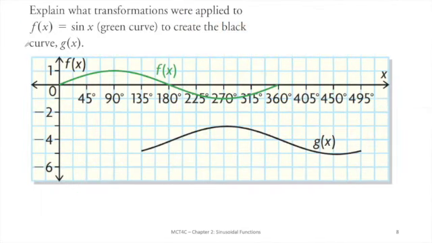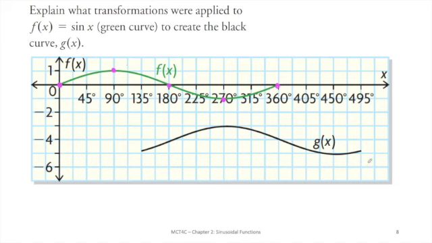So another example of what you could be asked to do is it's already graphed, and I just want you to explain, sorry, the light turned off in my room. Explain what transformations were applied to f(x) = sin x, which is our green curve, right? We know it's our original curve, 0, 90, 180, 270, 360. Okay, we know that that's our original to create our black curve down here, g(x).